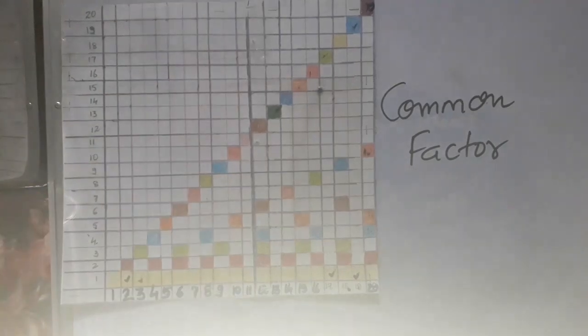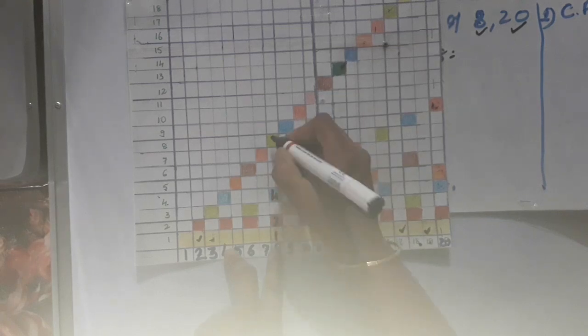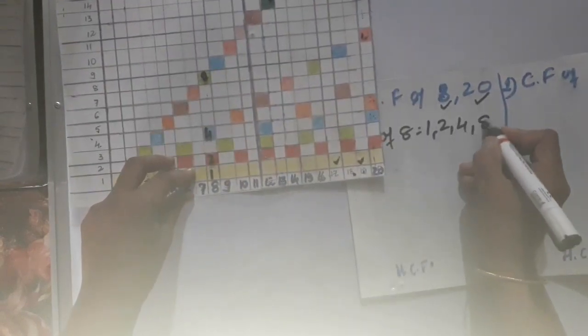Say you want to find out the common factors of 8 and 20. So find out the factors of 8. Let us use this grid over here. How many squares are colored vertically? 1, 2, 4, and this is 8. So factors of 8 are 1, 2, 4 and 8.